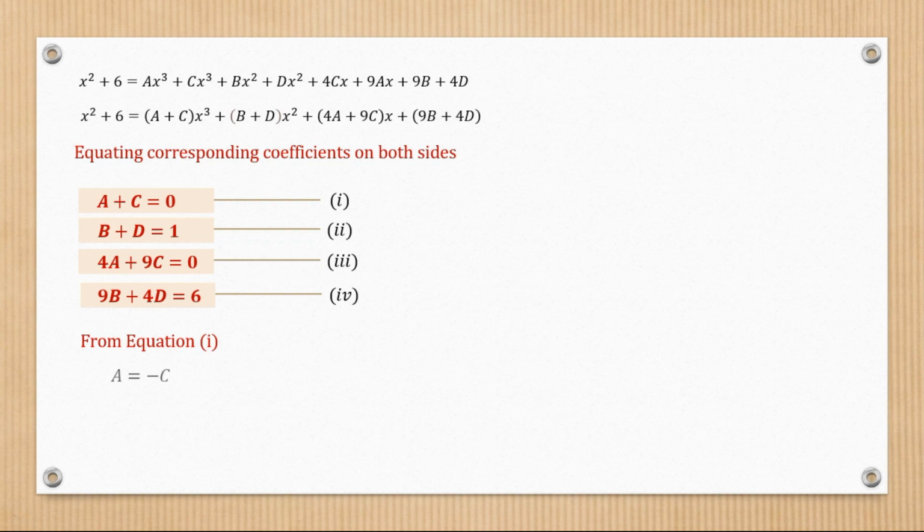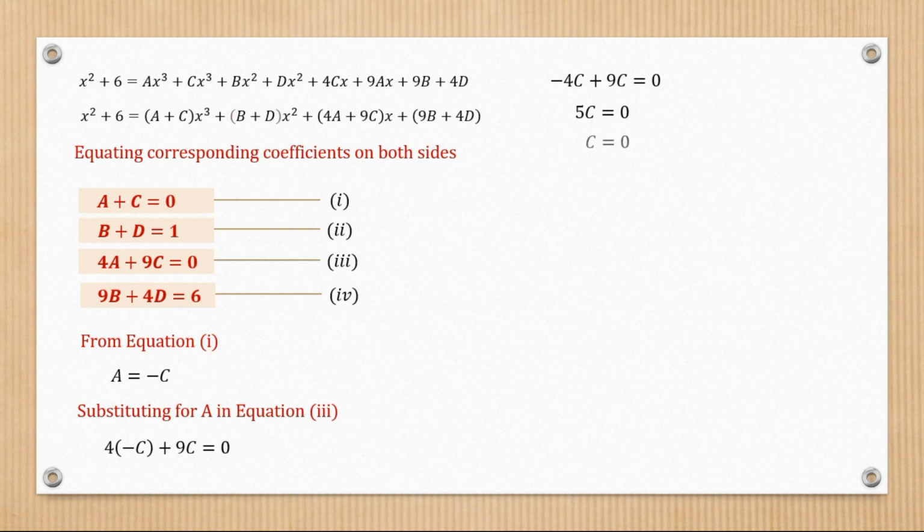So from equation 1, we can make a the subject and a shall be equal to negative c. Then we substitute for a in equation 3, and this is what we end up having. So we have negative 4c plus 9c being equal to 0, of which 9c minus 4c is 5c. So 5c is equal to 0, of which c shall be equal to 0. Now if we know c, we can therefore know what a is. So a shall also be equal to 0, because negative 0 is 0.